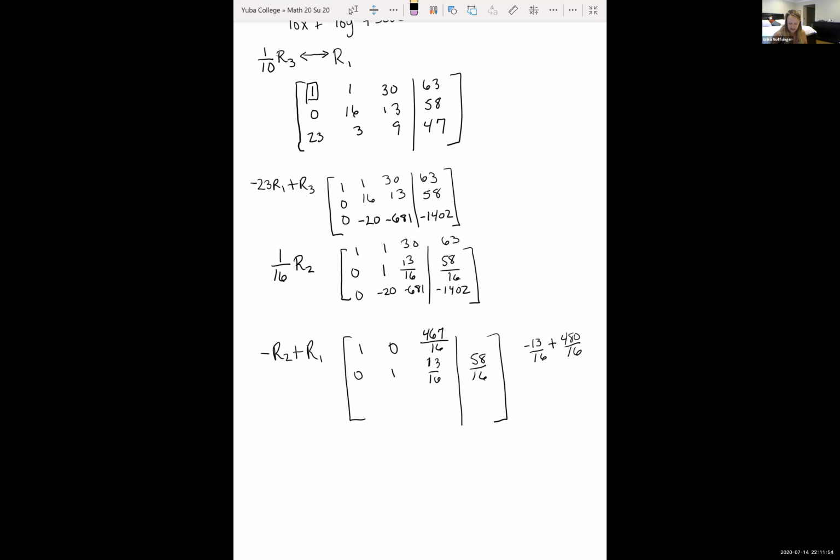So now I'm taking negative 58 over 16 and adding it to 63. So I need a common denominator again. So 63 times 16, that gives you 1,008 all over 16. And so now if I sum that, so minus 58, that would get us 950 over 16.